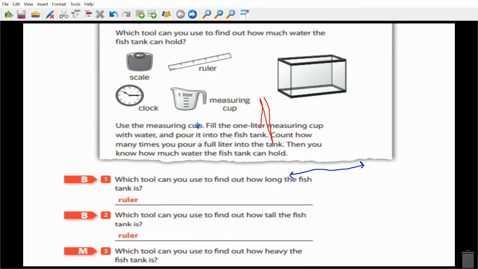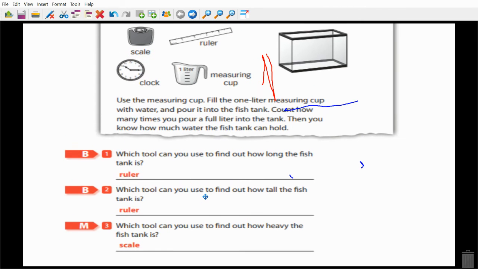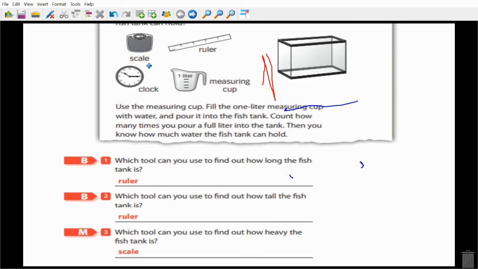And then if we wanted to find out how heavy the fish tank was, like how much weight it is, you would use the scale. Okay? We would use the clock to measure time, and we would use the measuring cup to measure how much something would hold.